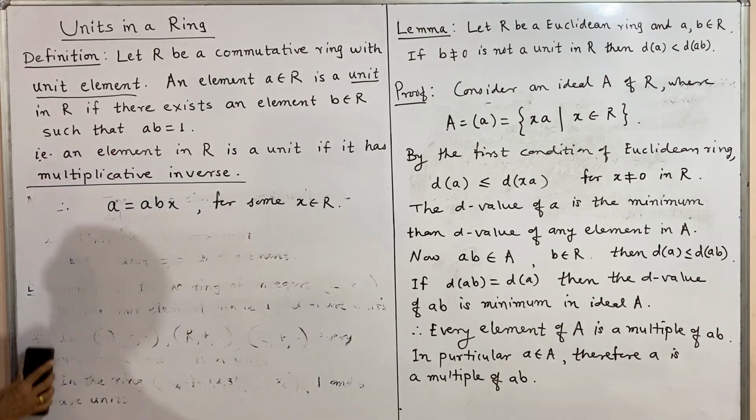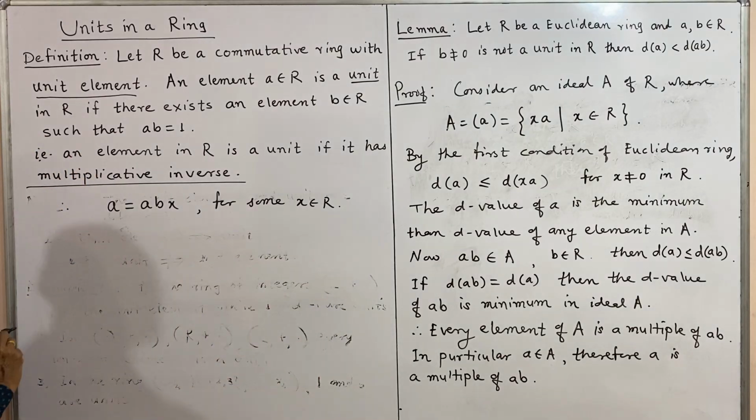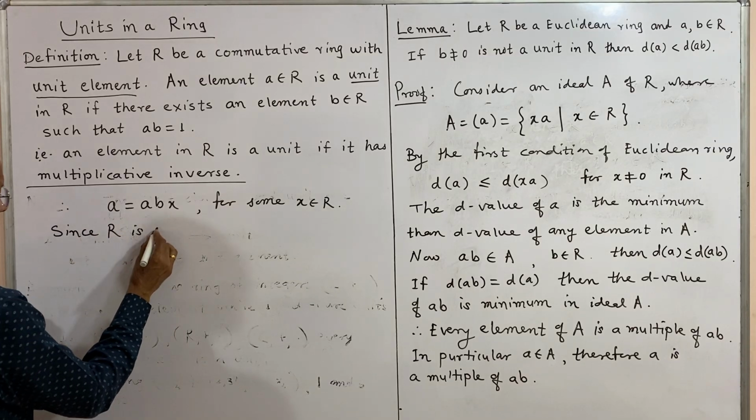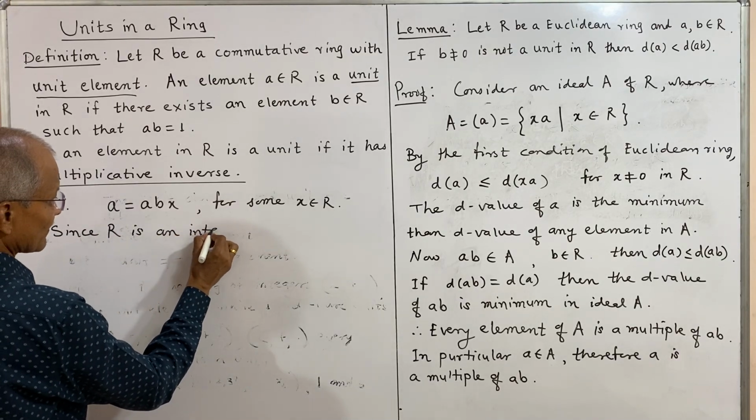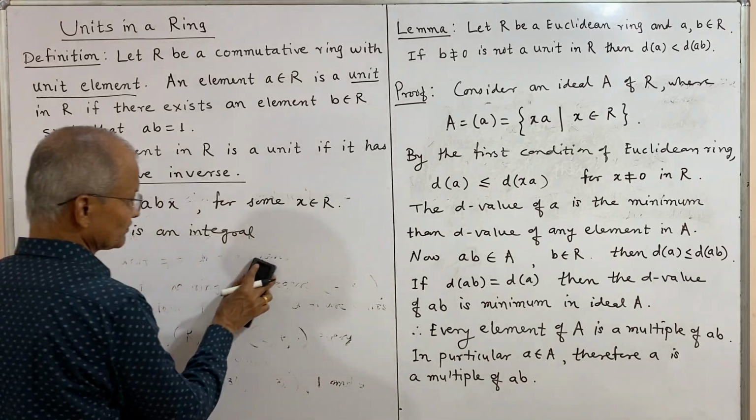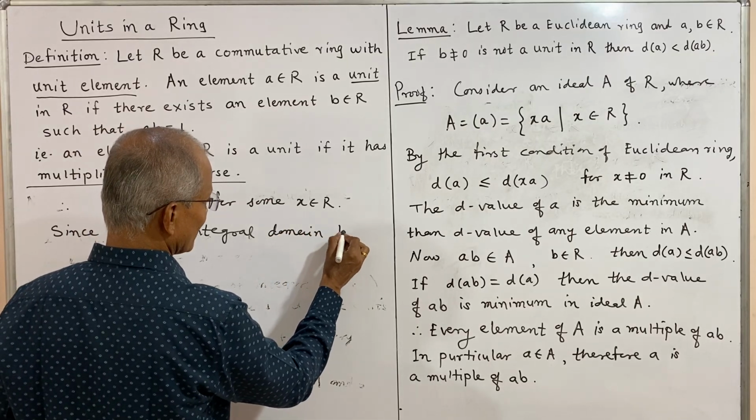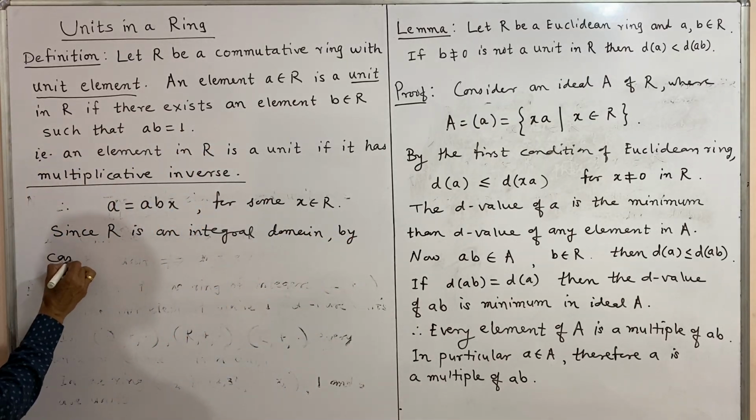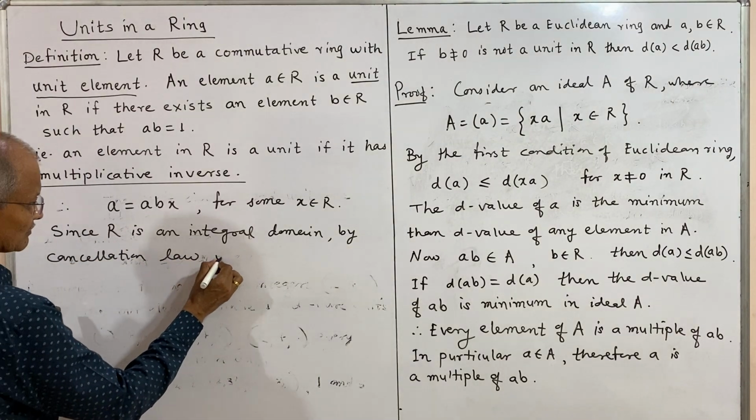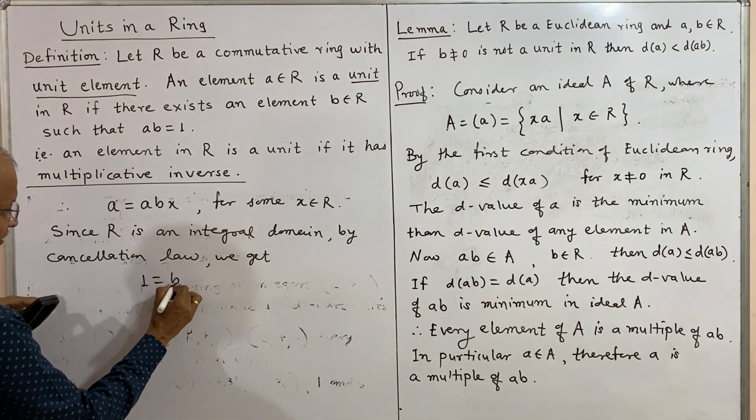So we can write the reason for this. R is an integral domain, because a Euclidean ring is an integral domain. By cancellation law, we get, see, A cancels, we get 1 is equal to BX.